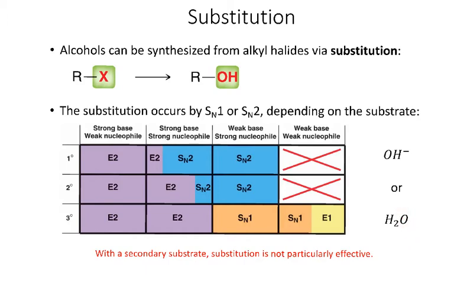Now, water is a weak base and a weak nucleophile, so it won't react with primary or secondary substrates, but if I have a tertiary substrate, I can use water to get an SN1 reaction. Now, unfortunately, if I have a secondary substrate, substitution is not particularly effective because in the case of hydroxide, that's going to prefer elimination, and in the case of water, it's going to be too slow to be effective. An effective synthetic pathway.